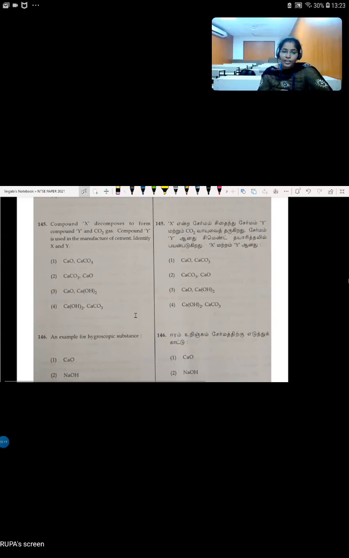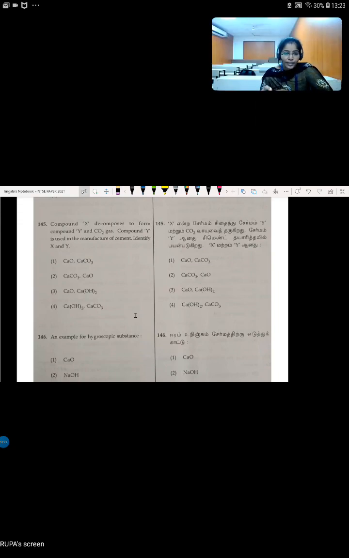So 145 question. This is a very well known equation to everyone. Which reaction is this? Decomposition reaction. Right answer. Decomposition of calcium carbonate. The best example for a decomposition reaction.